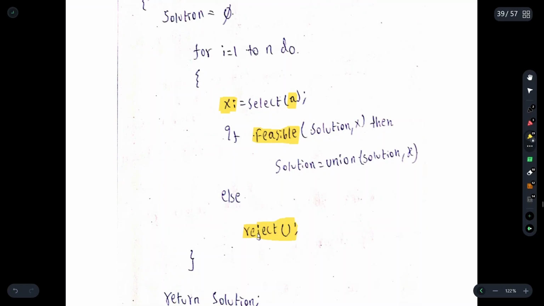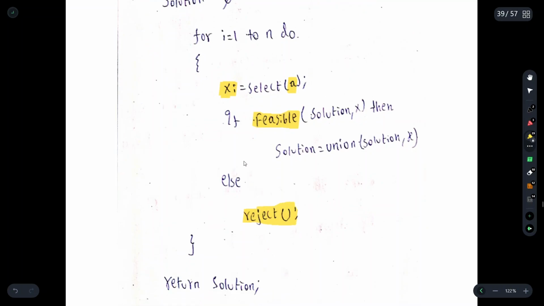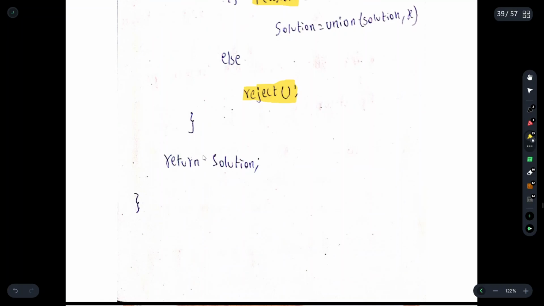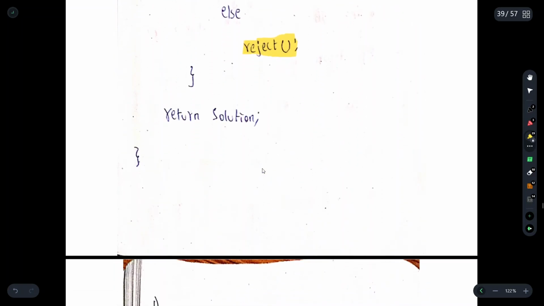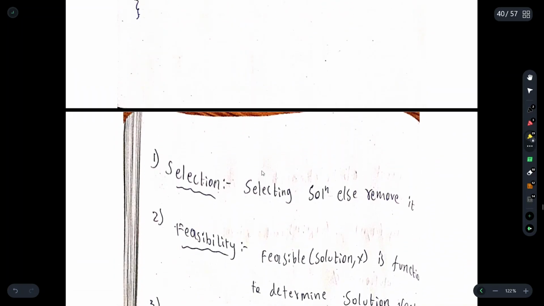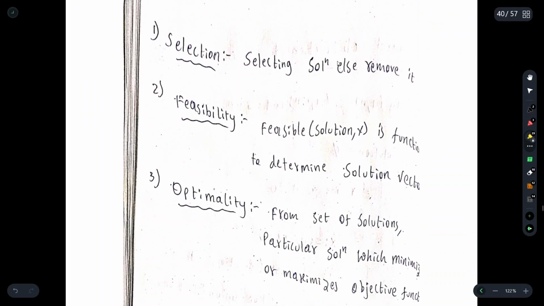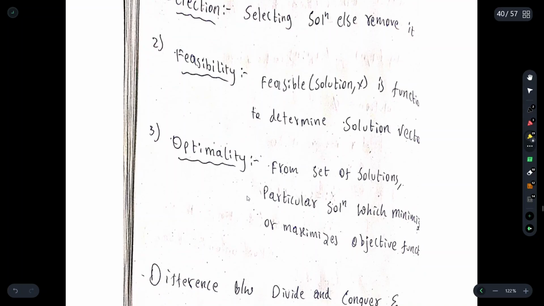The greedy approach is nothing but we will check whether the solution is feasible or not, and then we will return the solution according to it. If it is feasible, then we will use that solution, else we will reject it. So we need to remember these three things: selecting a solution, else removing it. We will do that in the greedy approach. Feasibility: if the solution is feasible according to that particular function, then we can include it in the solution vector. Otherwise we should reject it.